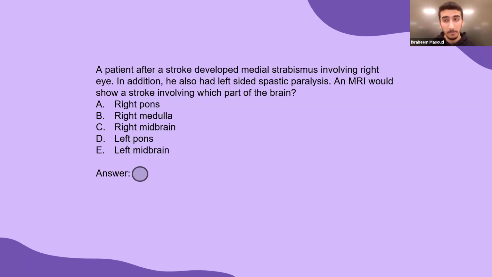Is it the midbrain? No. Is it the pons? Is it the medulla? How do you guys know it's the pons? Mashallah, you already know it's the pons, but how? How do you know? It's actually two words. Pons abducens, that's absolutely correct. Because the abducens nerve is in the pons. So you get medial strabismus, and there is also the corticospinal tract, so you get left-sided paralysis. Correct. Mashallah.